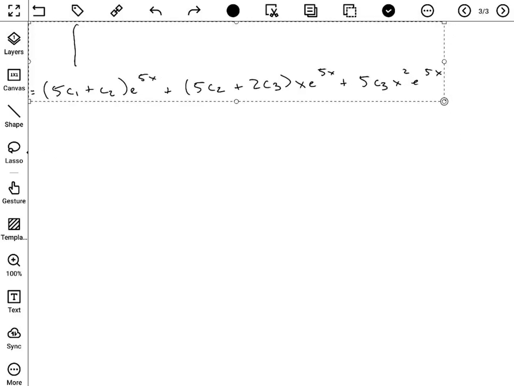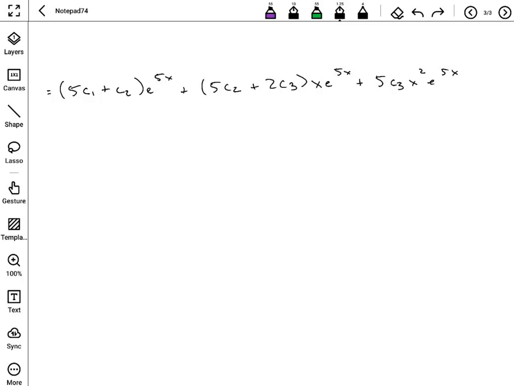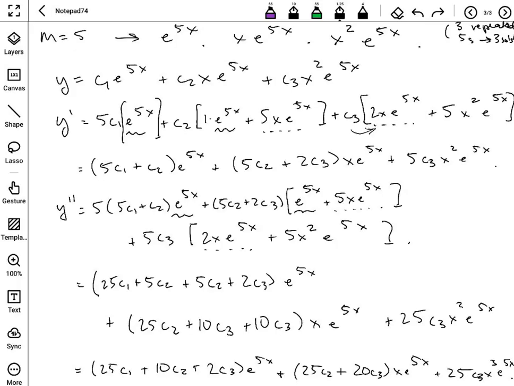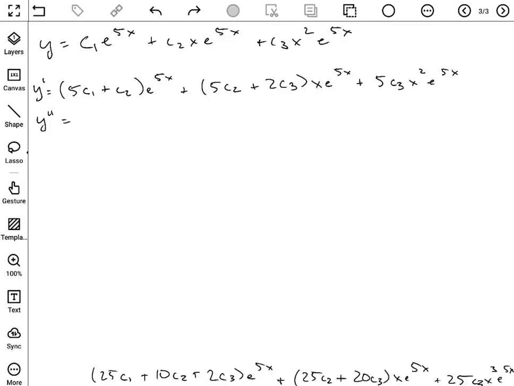Okay. So that was my y double prime. Oops. Sorry, my y prime was that one. And my y I hadn't grabbed, but it was c1 e to 5x plus c2 x e to 5x plus c3 x squared e to 5x. And then my y double prime, I'm going to copy paste. Oh, I didn't switch pages there. Copy paste this thing real quick for us, if I can get it. Let's see. Cool.